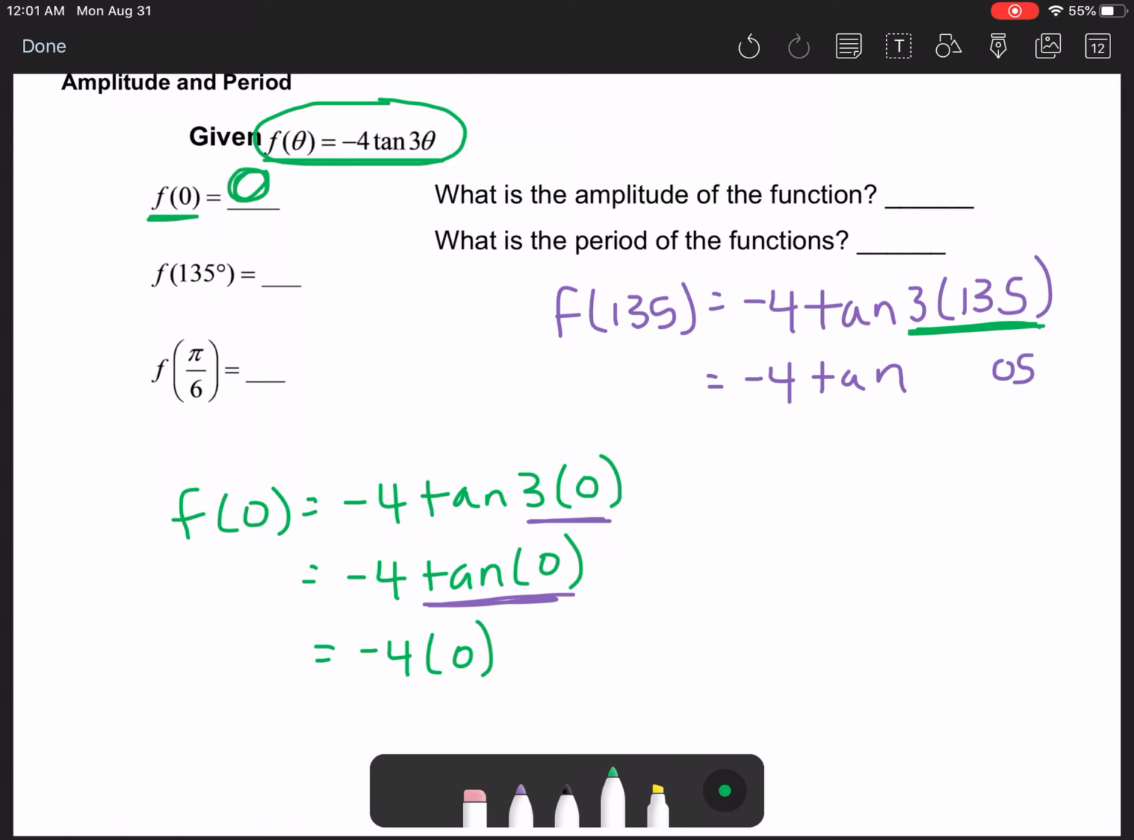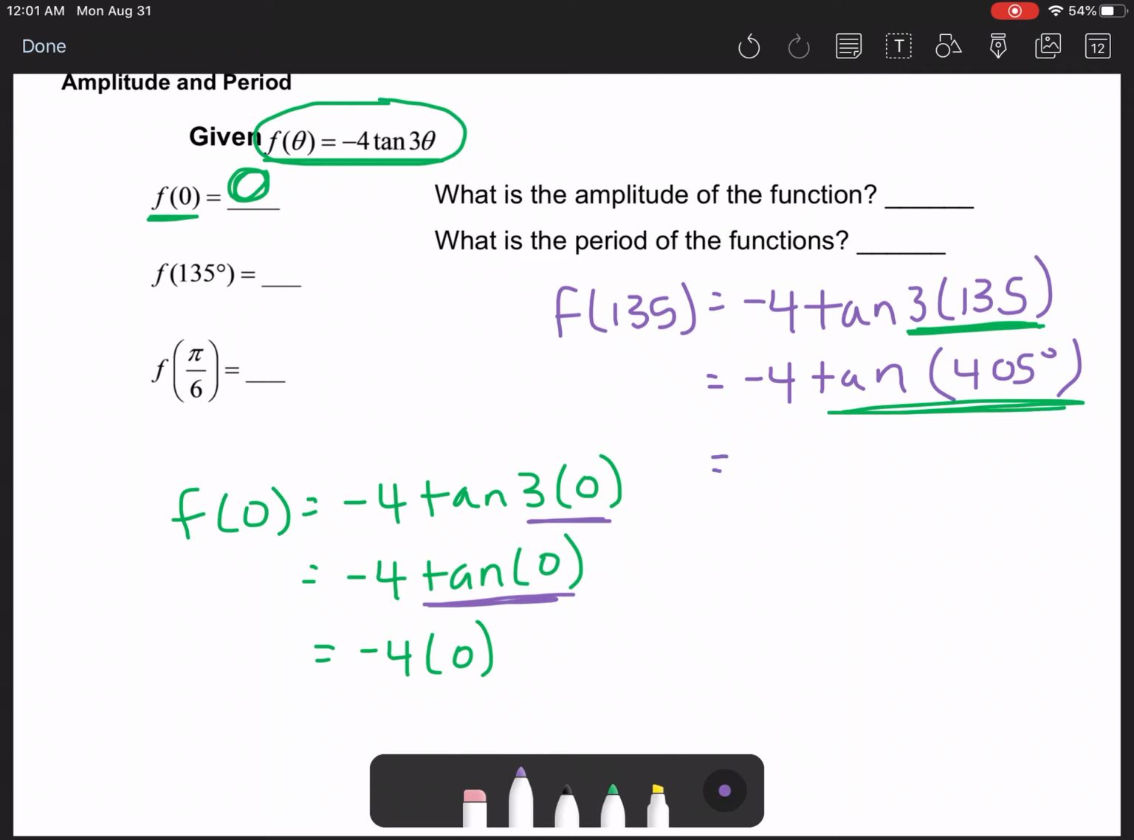Okay, so I don't remember the last thing I said, but we're doing 3 times 135. Okay, 3 times 135. So that's 270 and another 135. That's going to be 405 degrees. Okay, so then we need to find what is the tangent of 405 degrees.